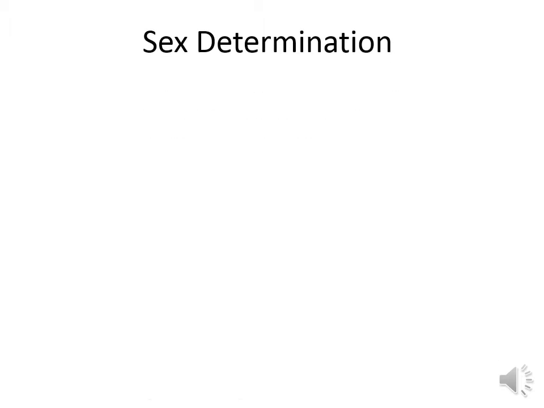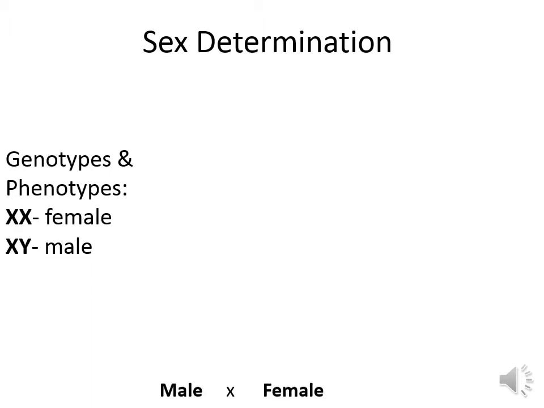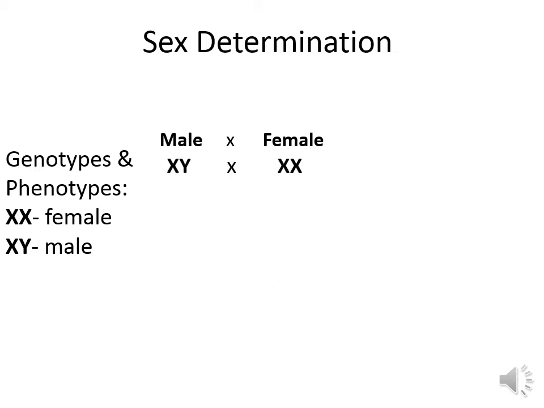Now, how do we determine the sex? So first, sinabi ko kanina, ang sex chromosomes ng male, the genotype is XY. For female, it is XX. So using a Punnett square, let us determine what is the chance for a male or a female child to happen. So if we have a male here, that is the symbol. Female, that's the symbol for female.